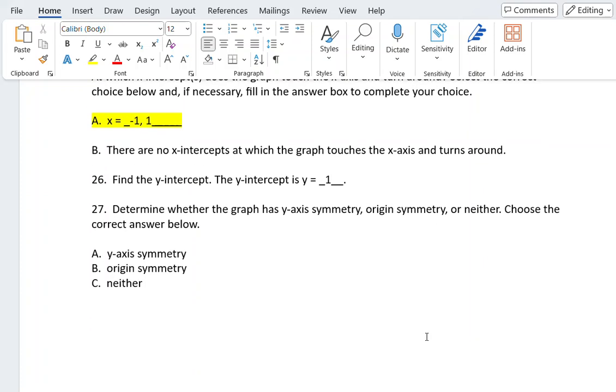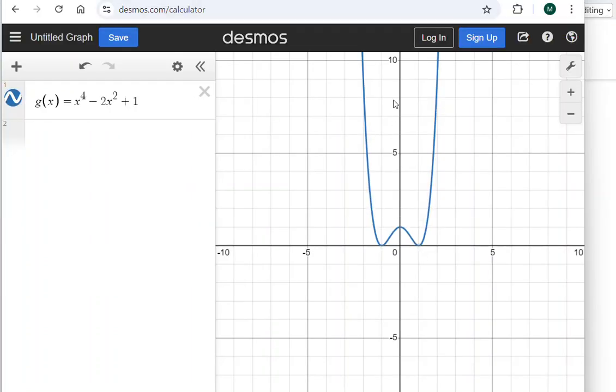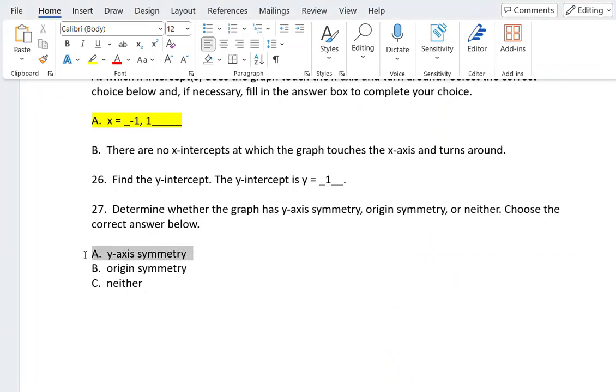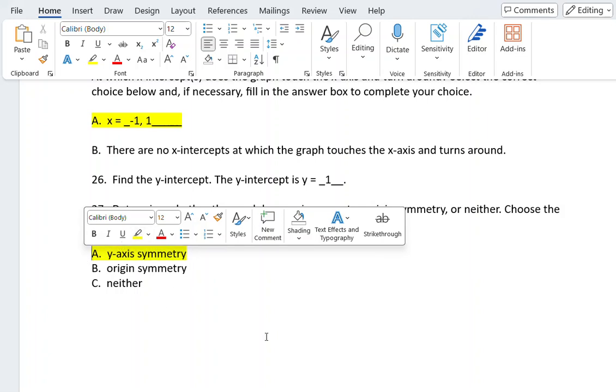Question 27 says to determine whether the graph has y-axis symmetry, origin symmetry, or neither. Looking at this graph, I can tell that it is symmetric around the y-axis. The y-axis is a line of symmetry for the graph. If it had origin symmetry, then I could rotate the upper right part of the graph 180 degrees, and it would line up with the lower left corner. Or if I had something in the upper left, I could rotate it, and it would line up with the graph in the lower right corner. That's not the case here, so it does not have origin symmetry, but it does have y-axis symmetry. If neither were the case, then I would choose answer choice C, which is neither.